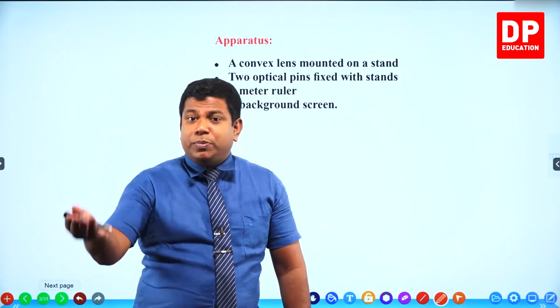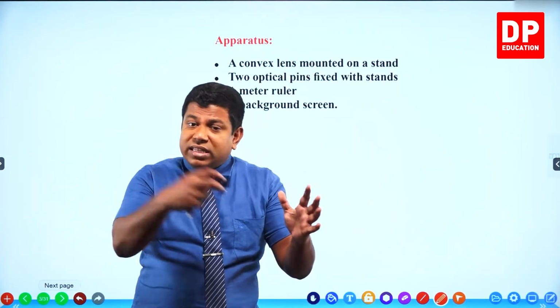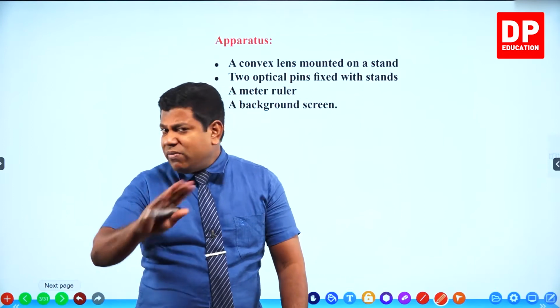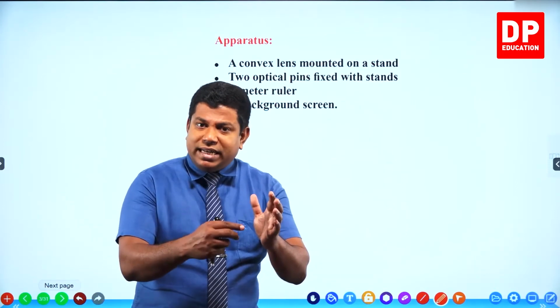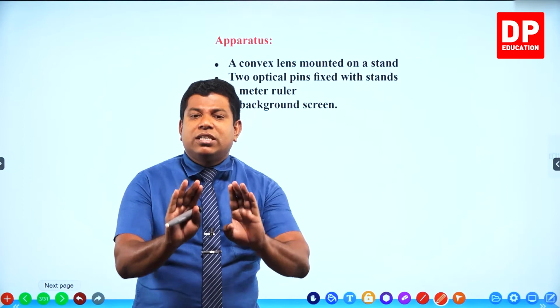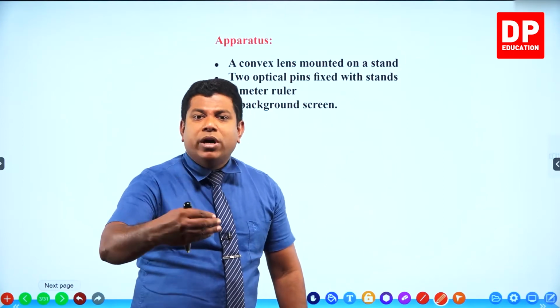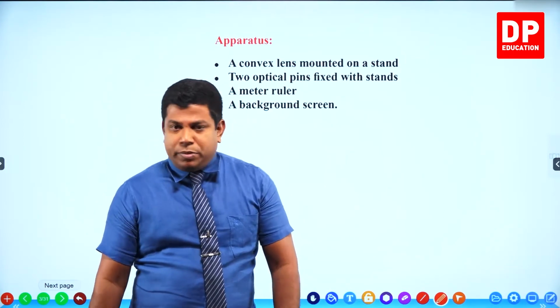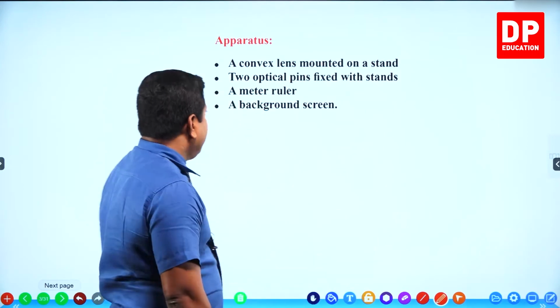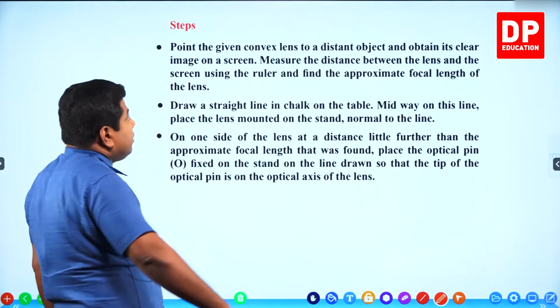There are some other experiments where we keep a screen and on the screen we get the image. Here we are not getting the image on the screen. This screen is used just as a background to ensure we don't get any interruptions. Clear? That's about the apparatus.